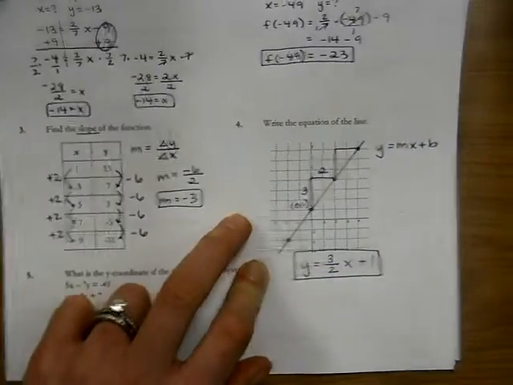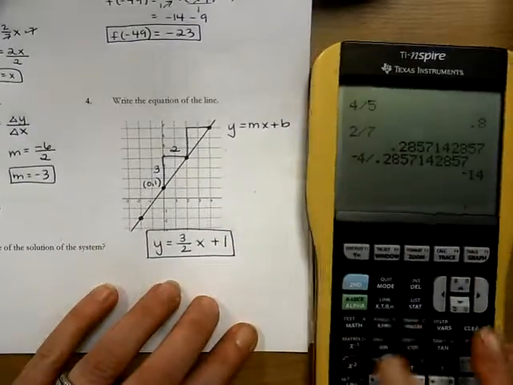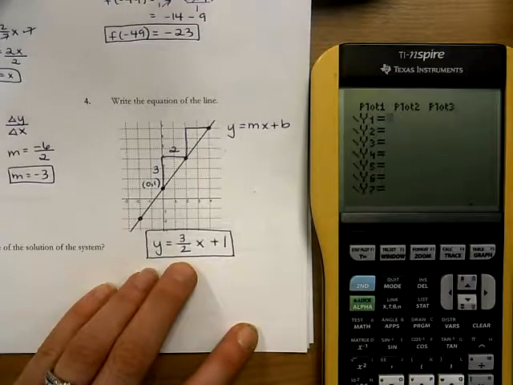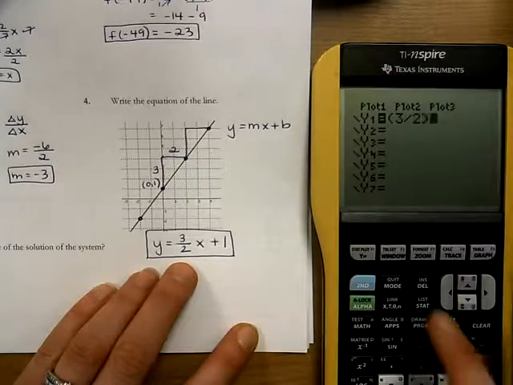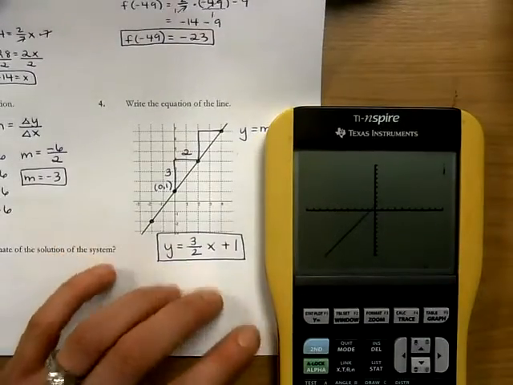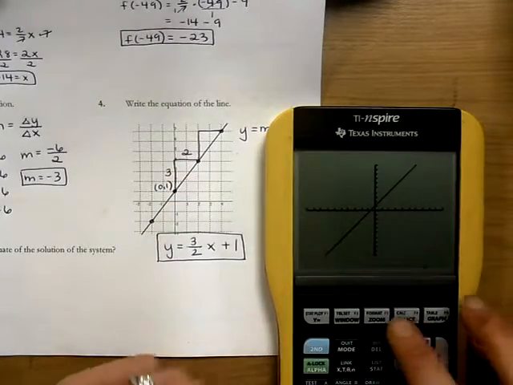Now the nice thing is if you have a graphing calculator, I'm going to go to y equals, turn that guy on first. Go to y equals, let's clear this out. I type in 3/2 x plus 1, and if I go to the graph, it isn't going to look exactly the same because the scale might not be the same, but we can see that it is increasing.